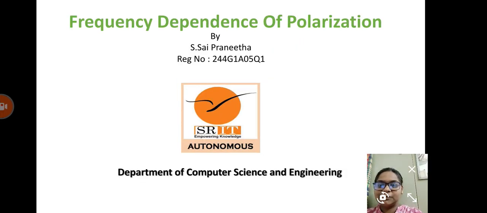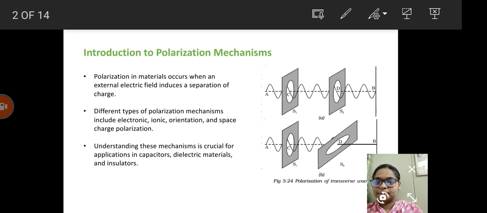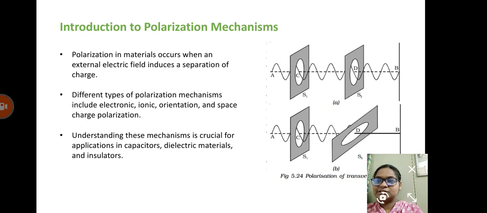Today I am here to present a video on frequency dependence of polarization. Introduction to polarization mechanics. Polarization in materials occurs when an external electric field induces a separation of charge. Different types of polarization mechanisms include electronic, ionic, orientation, and space charge polarization. Understanding these mechanisms is crucial for applications in capacitors, dielectric materials, and insulators.